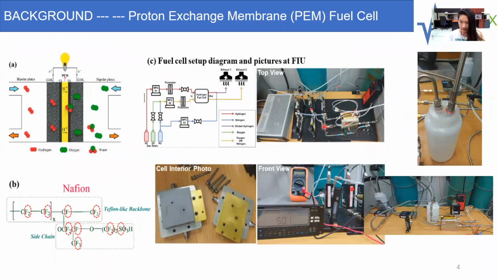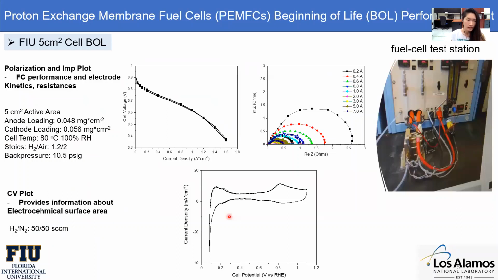To humidify the gas, we include bubblers here in our setup. This is an interior photo of the fuel cell stack. For the 5 centimeter squared active area fuel cell, this is a polarization and impedance plot.